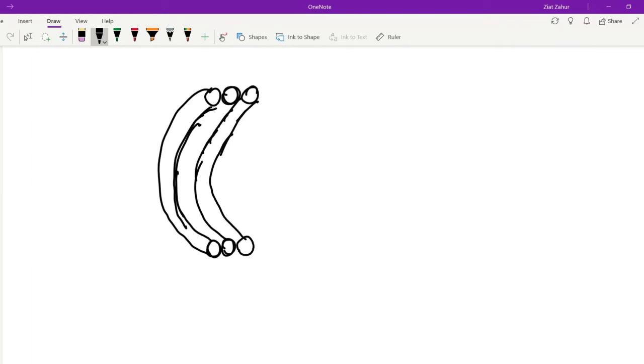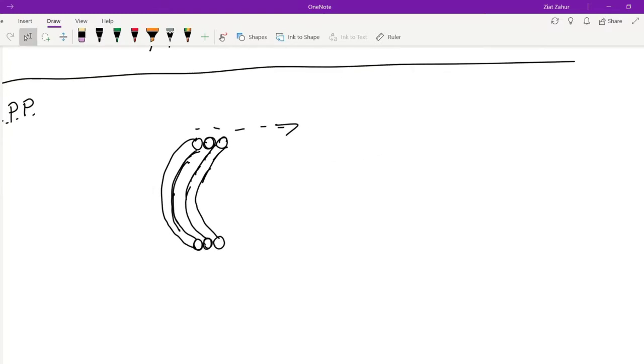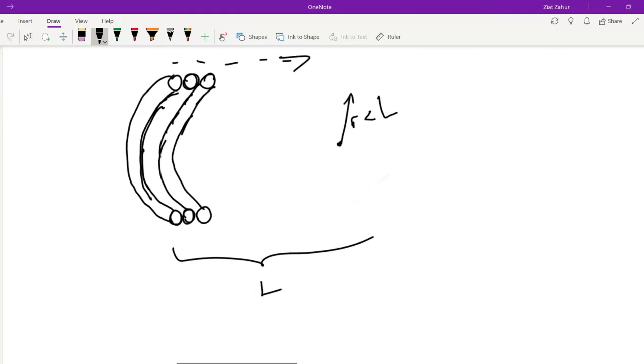So imagine having a solenoid, and the length of that solenoid has to be big in comparison to the actual radius. So we want to make sure that R is much smaller than L. That way it's getting closer to an ideal solenoid. L being the actual length of the solenoid.